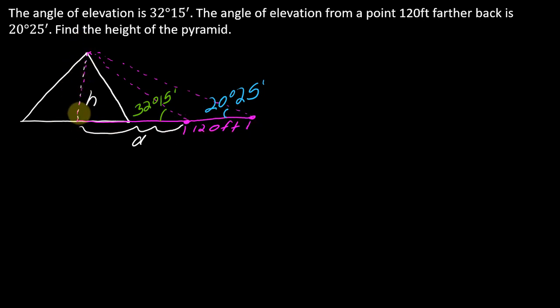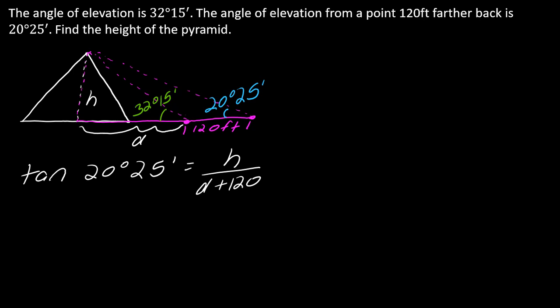So which trig function is going to work here? Is it cosine, sine, tangent? Okay, so I've got the opposite, and I've got an adjacent side. That's what I can plug in. So I want you to write down what you think we should do for the first trig function for the larger one. Okay, so it's going to be tangent of 20 degrees and 25 minutes is equal to the opposite side over the adjacent side. The adjacent side is found by taking this length here, D, and then this 120. So this is the first one. Okay, so this is the first equation.